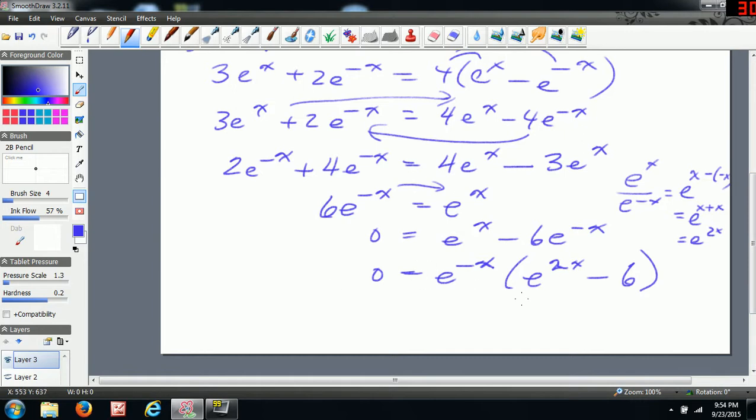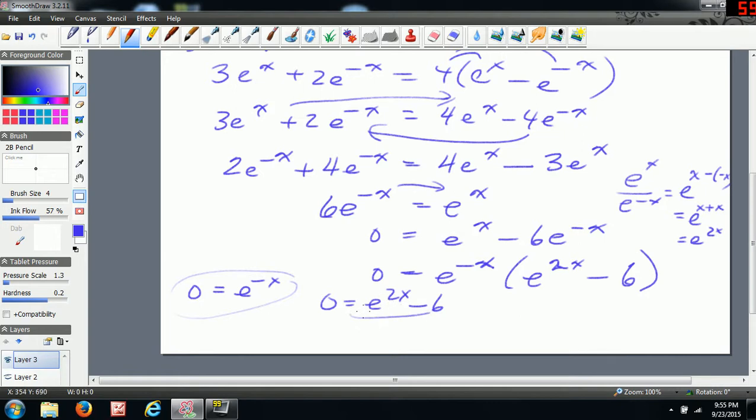Now over here, we've got two solutions. We've got 0 equals e to the negative x, and e to the 2x minus 6 equaling 0. So we've got this, and we've got this. Now we're going to work with this one, the one we're going to try to solve.